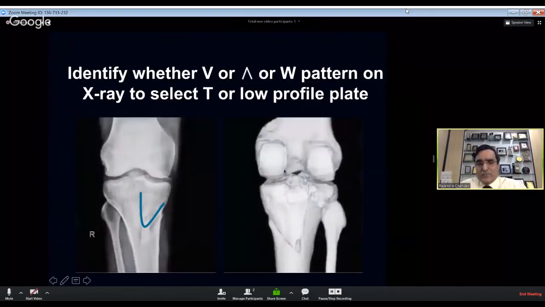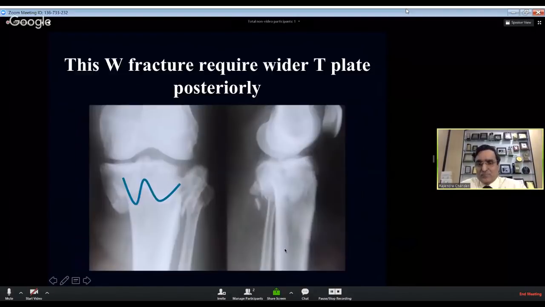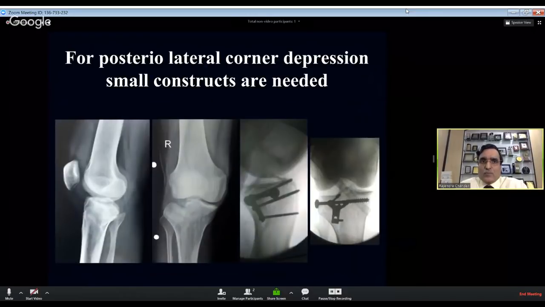So here you require a plate which goes on the medial side mostly. In a W pattern, you need a plate which is wider, or a T buttress, or you need two plates. So on the X-ray itself we can make out what type of construct we are going to use. However, if we have a CT, that always helps us better. For a posterior lateral corner depression, we need a very small construct. We don't need a large plate, and at times, whatever small plates are available, we have to cut them.